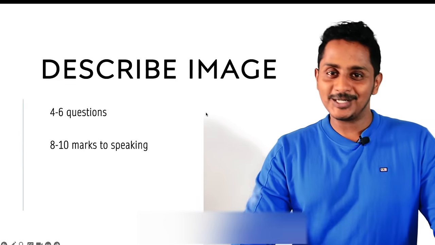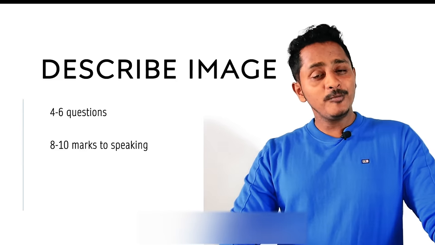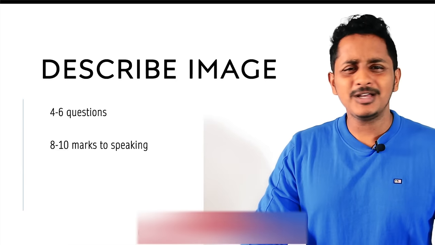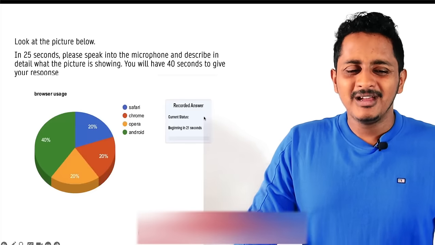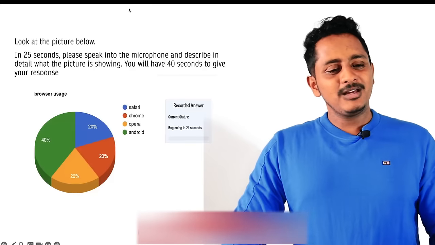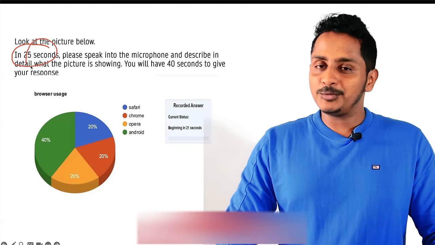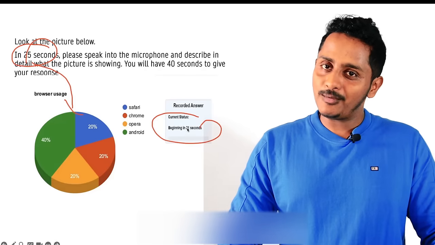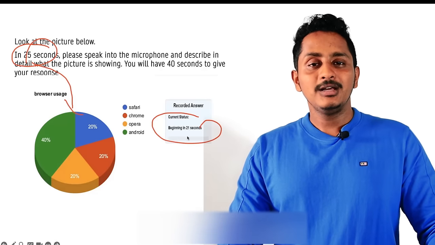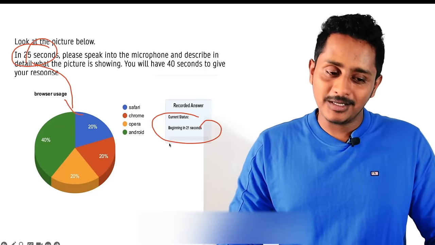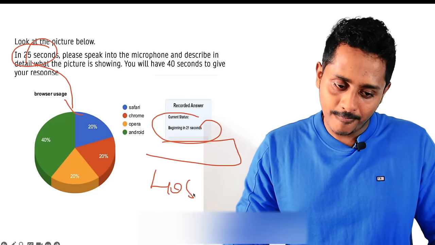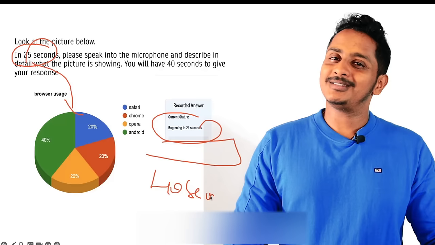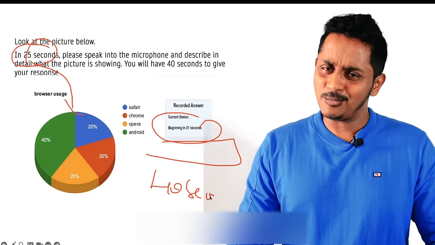We'll quickly move on to the third module, called describe image. 4 to 6 questions, sometimes 4, sometimes 5, 6, 8 to 10 marks to speaking, not more than that. Something like this, a picture will be given, and they're going to give you 25 seconds to prepare. Once the countdown ends, then you should speak. They're going to give you 40 seconds to finish your response, but you don't have to speak for 40 seconds. 20, 25 seconds is more than enough.